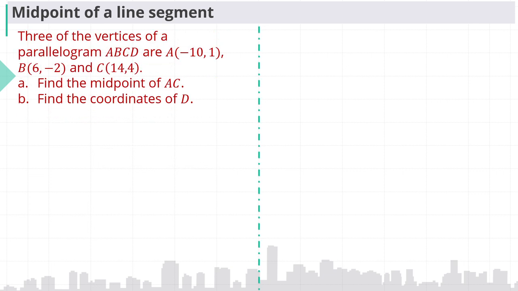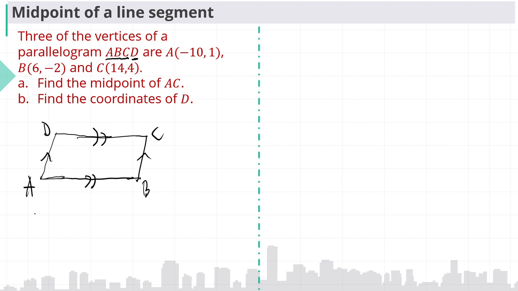The next question. Three of the vertices of a parallelogram ABCD. Let's have a sketch of the parallelogram. These opposite sides are parallel. These other opposite sides are parallel. Labeling the parallelogram, we make sure that the first 3 points follow one sense of direction, that you follow the arrow. So I can put A here, A to B, B to C, following one sense of direction. We'll put the last letter D over here.